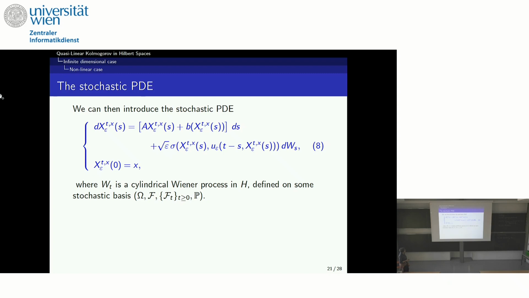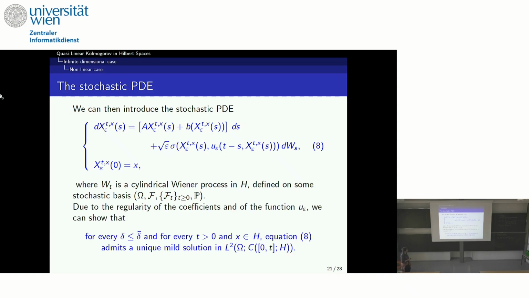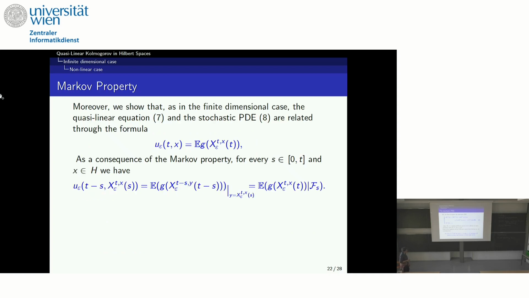So I come back to the stochastic PDE. As you see, this is the stochastic PDE that I wrote before when I wanted to define the transition semigroup. And so, of course, as a byproduct of our result, since U is very regular, in particular with a certain blow-up in time, but this doesn't give a lot of problems, you have that this equation, for every t and every x, has a unique mild solution in this space.